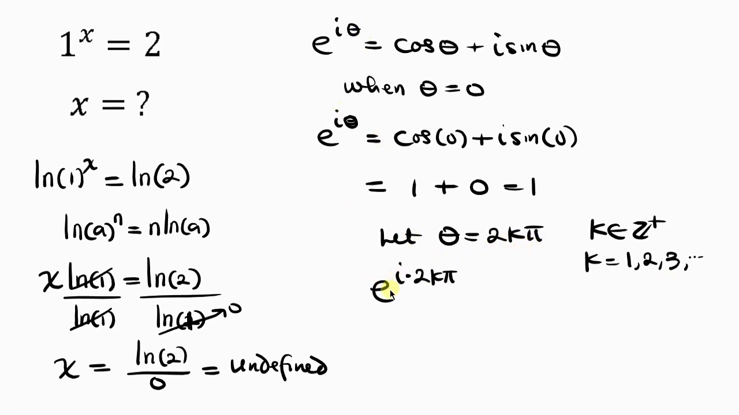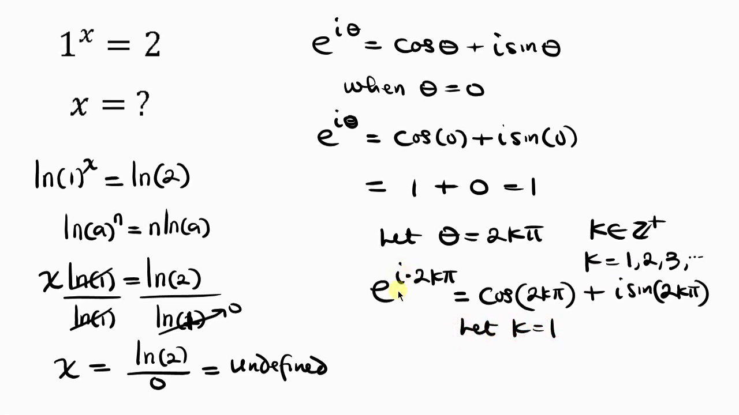So we have e to the i times 2k pi equal to cos 2k pi, then plus i sine. In place of theta, we put 2k pi. Now, we're going to be testing from k equal to 1, 2, and 3. So let's try for when k is equal to 1. So let's say let k be 1.